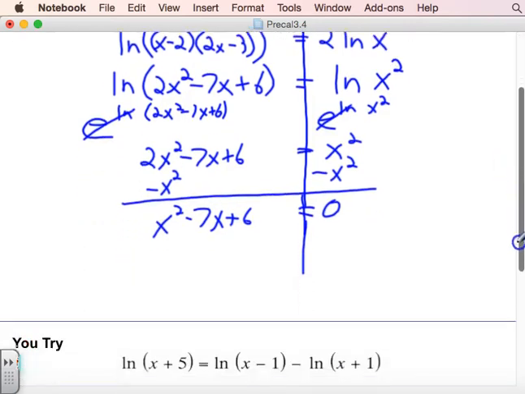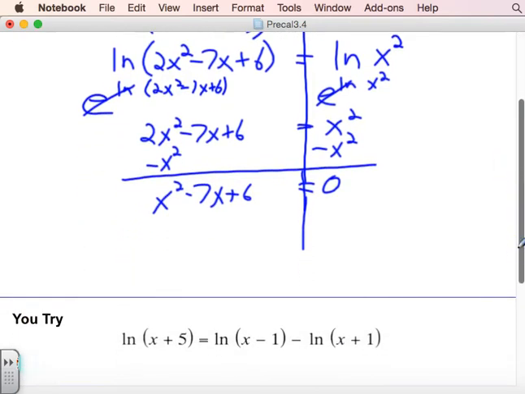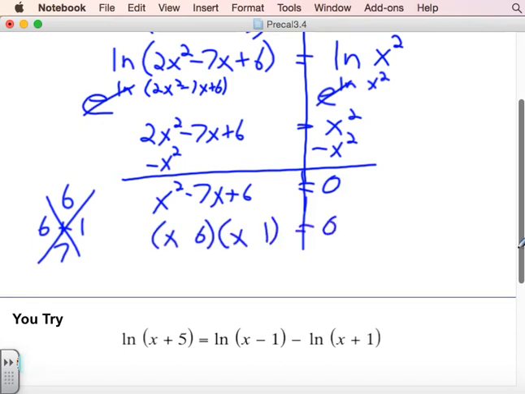Then we can solve that by factoring the quadratic. What multiplies to be 6 and adds to be 7? 6 and 1. So we get x and 6, x and 1, and we use a minus sign on both numbers: x minus 6, x minus 1. Set each of them equal to 0, so we get x equals 1 and x equals 6.